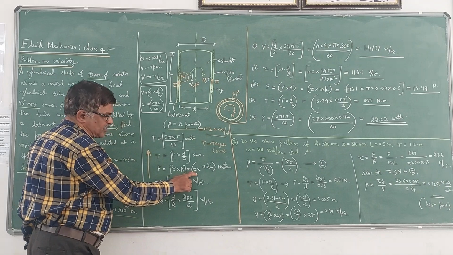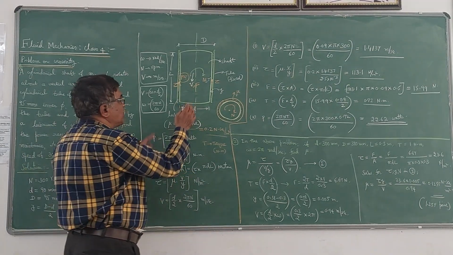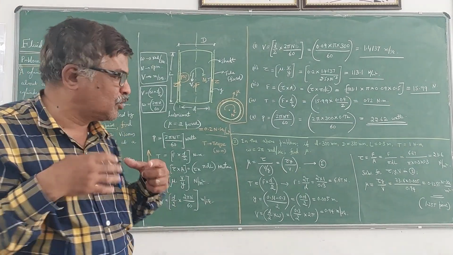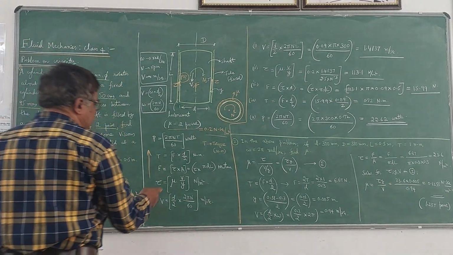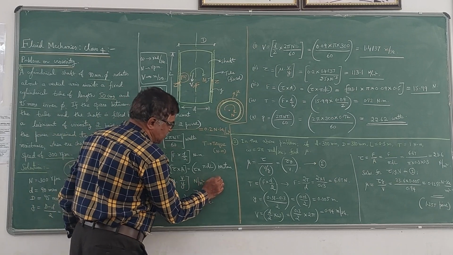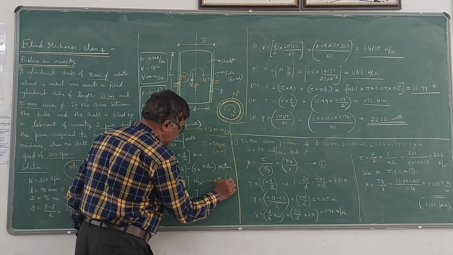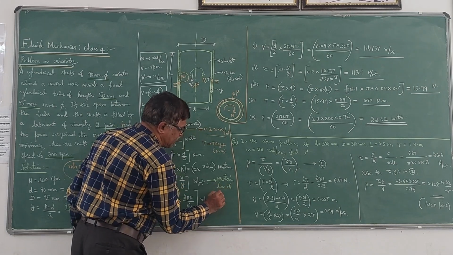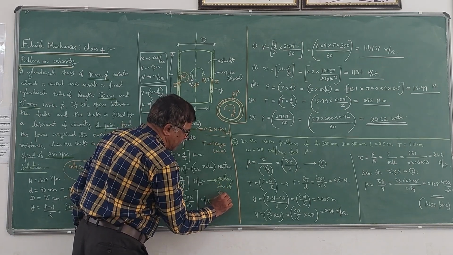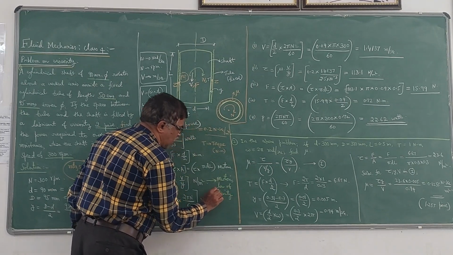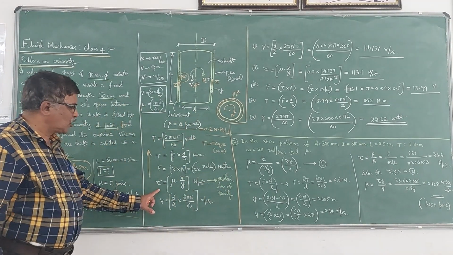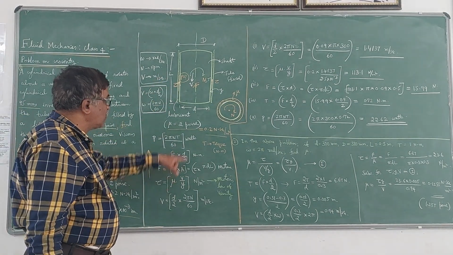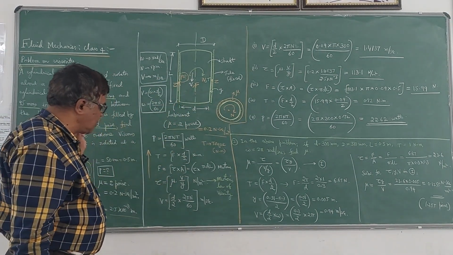Then the shear stress that is going to be induced in the direction opposite to the direction of motion of the shaft is given by Newton's law of viscosity. Tau is equal to mu into v by y. When y is very small, we can write dv by dy as v by y, where v is the linear velocity, y is the gap, and mu is the dynamic viscosity.